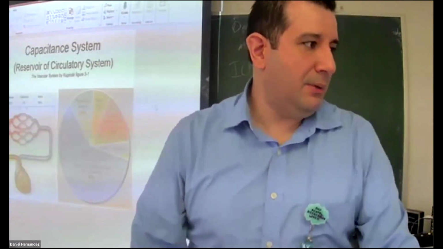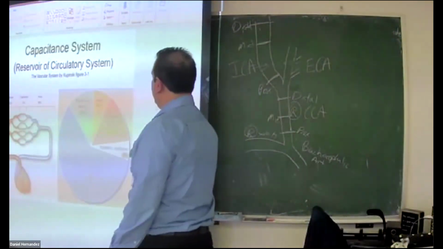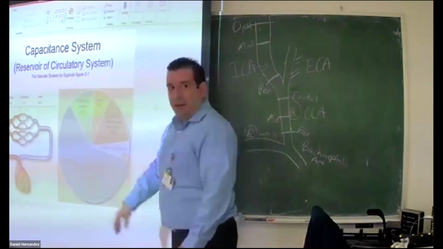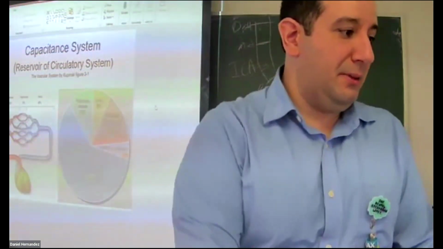What else do we talk about? We talked about the veins being that reservoir of the circulatory system. So it's referred to as the capacitance system, where about 60% or about 2/3 of the blood exists within the venous system.